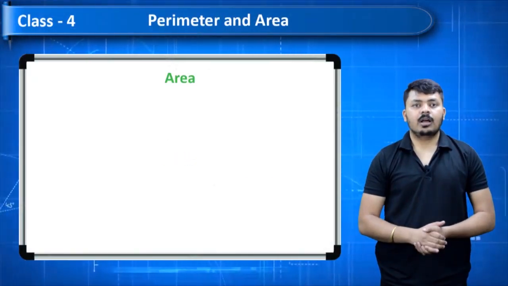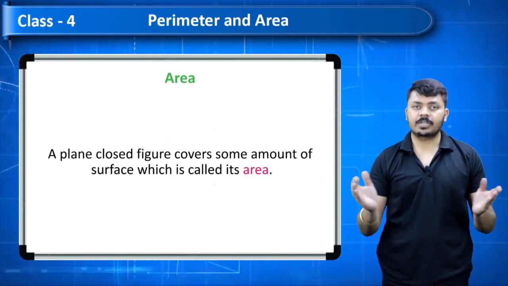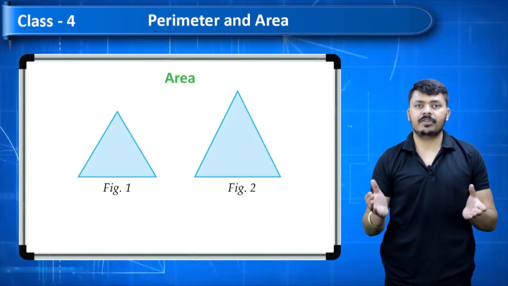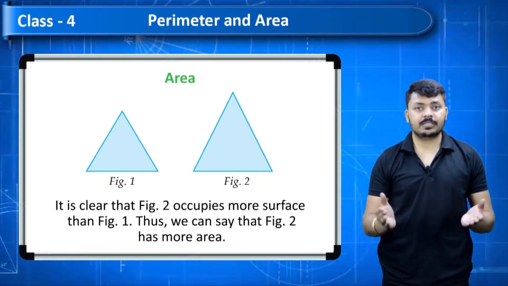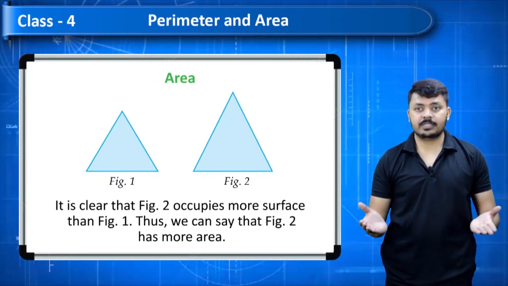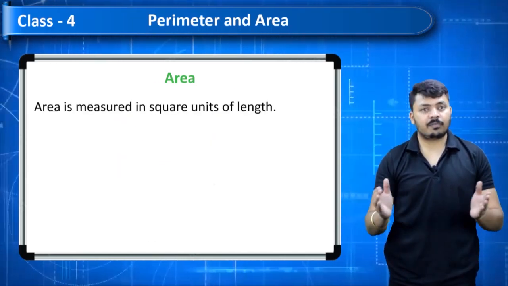Area. A plane closed figure covers some amount of surface which is called its area. Now look at the figures below. It is clear that figure 2 occupies more surface than figure 1. Thus we can say that figure 2 has more area. Area is measured in square units of length.